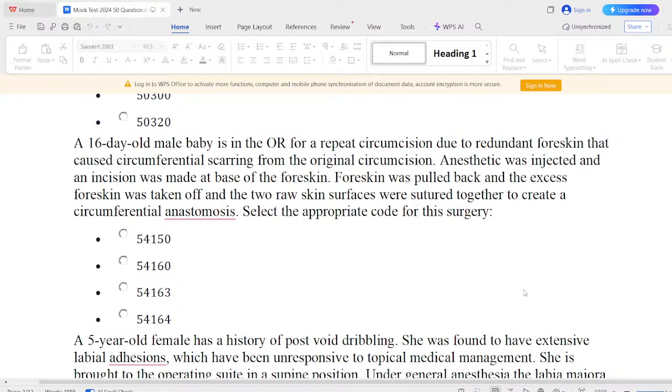Okay. Circumcision due to redundant foreskin that forced circumferential scarring from the original circumcision. Anesthetic was injected and an incision was made at the base of the foreskin. Foreskin was pulled back and excess foreskin was taken off and two raw skin surfaces were sutured together to create a circumferential anastomosis. Select the appropriate code for this surgery.